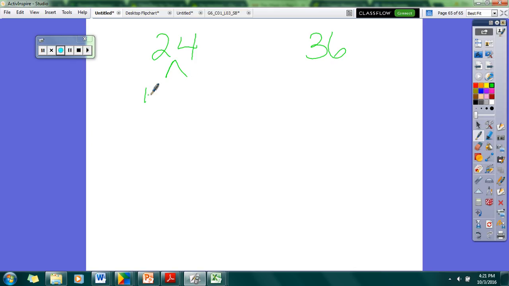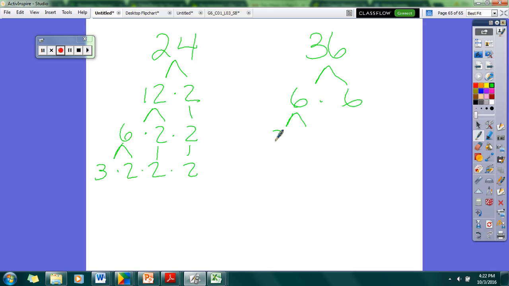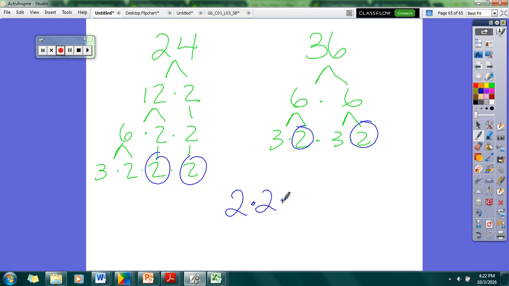So now I got 12 times 2, 6 times 2 times 2, 3 times 2 times 2 times 2. Here I got 6 times 6, 3 times 2 times 3 times 2. Okay, the first thing I'm going to do is circle my partners. I have a partner of 2 and 2. I'll bring that down. I have a partner of another 2 and 2. And I have a partner of 3 and 3.